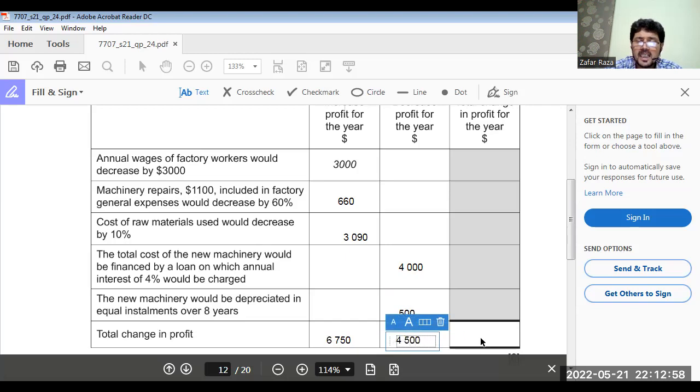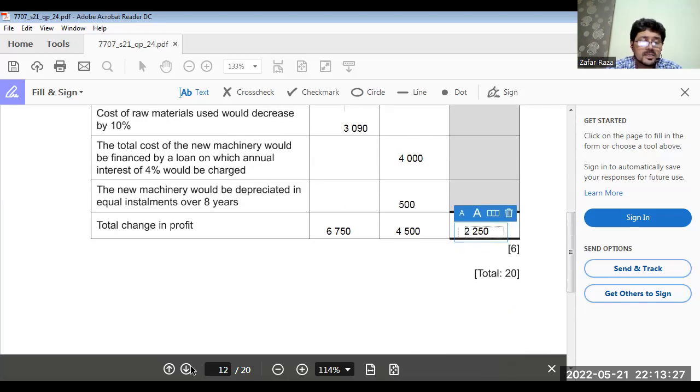So additionally, we are in a good position. 6,750 minus 4,500. Answer is 2,250. We are in a good position. We got 6 marks.